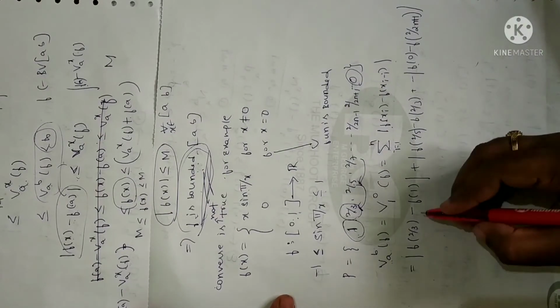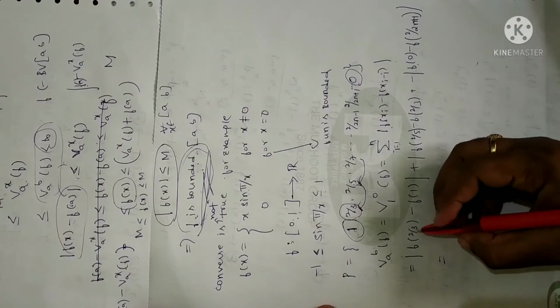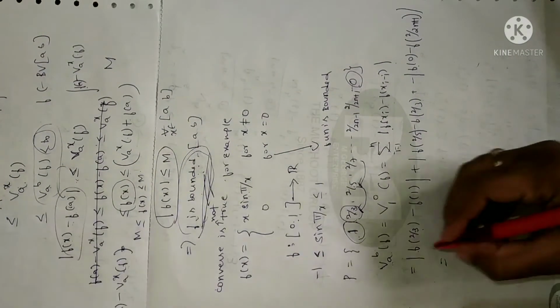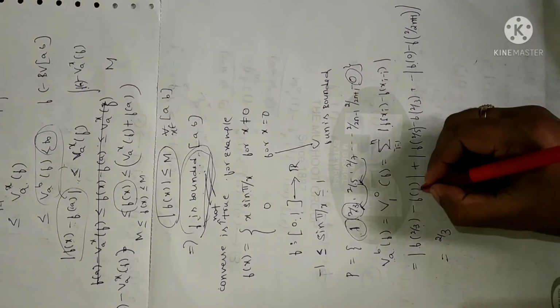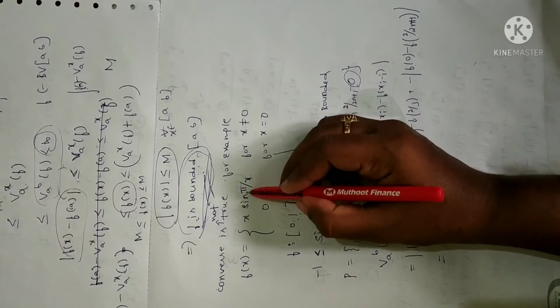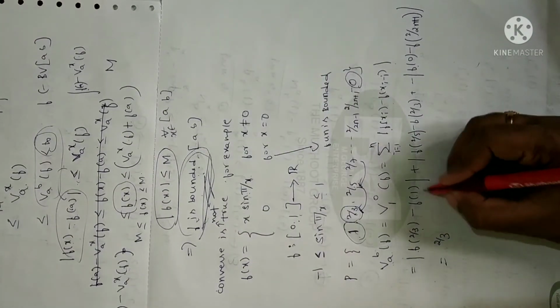Clear? Now I'll just write the value f of 2 by 3. 2 by 3 is none other than 2 by 3 only. F of 1 will be 0. Why? Because sine pi will be 0, right? So pi by 1 is 1, 1 into sine pi is 0. So you will not get a term for this.